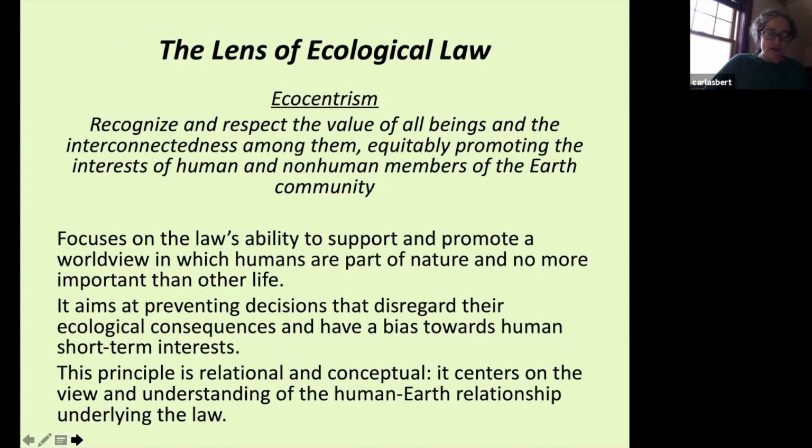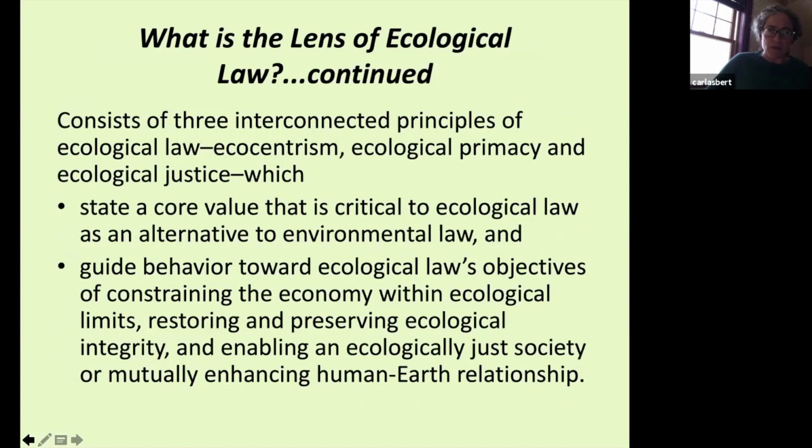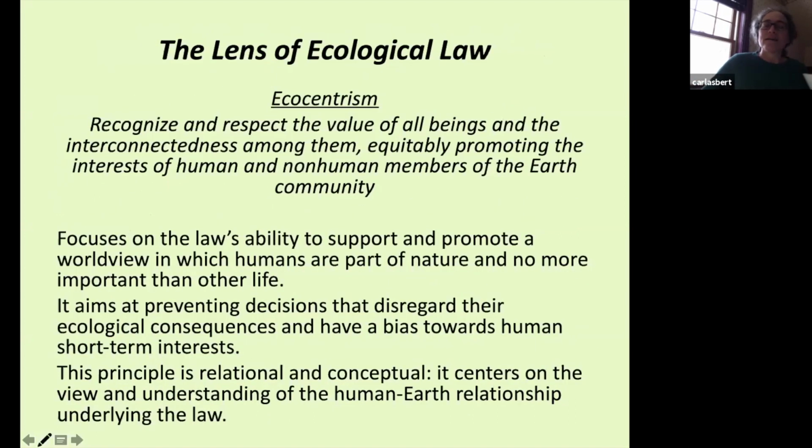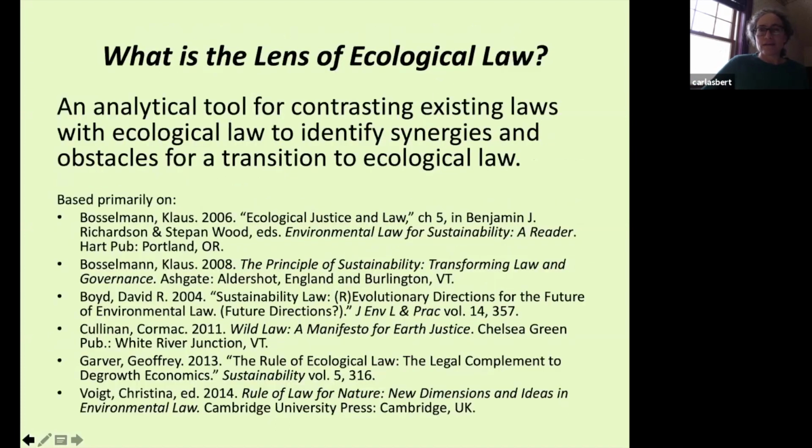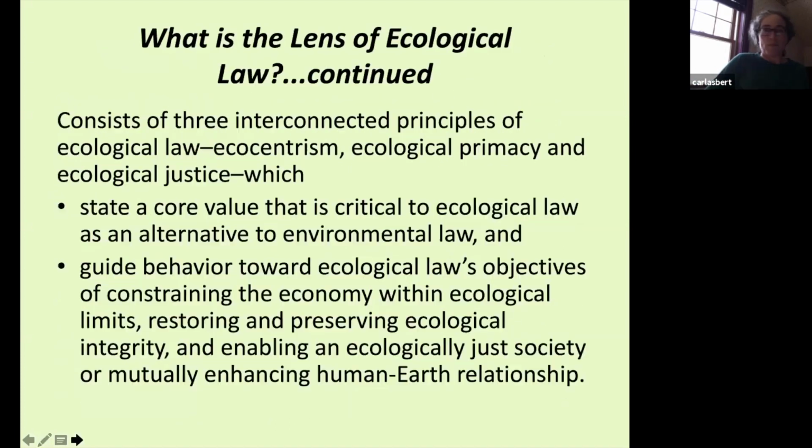So the lens of ecological law. No, I think you skipped one. So it consists of three interconnected principles. And the three principles are ecocentrism, ecological primacy, and ecological justice.